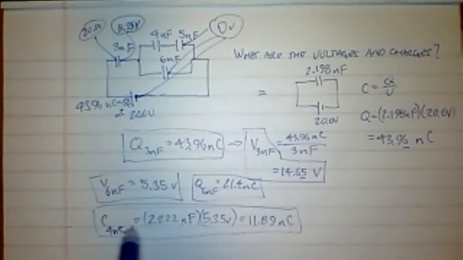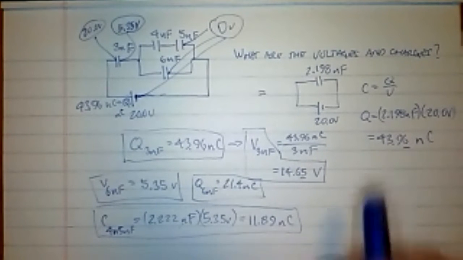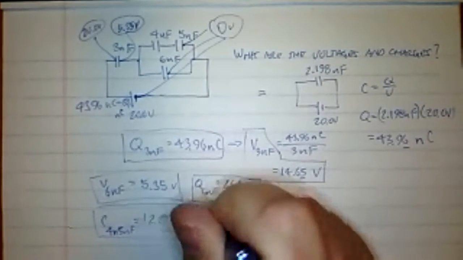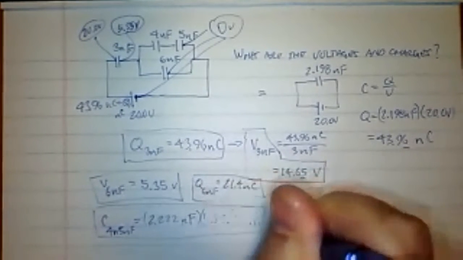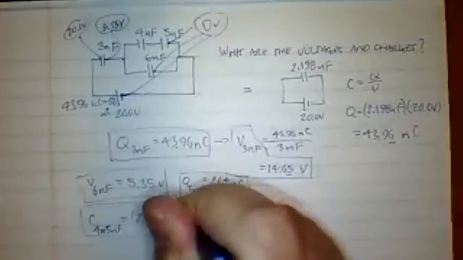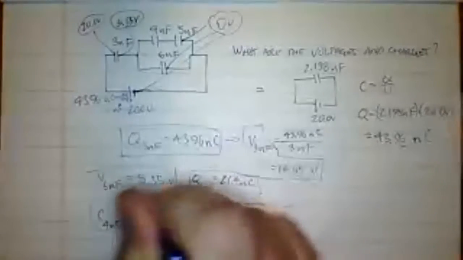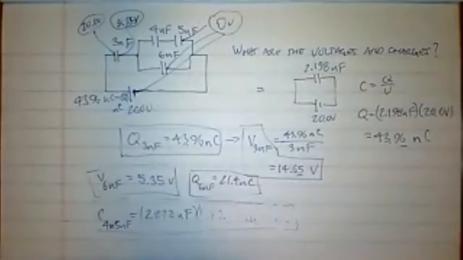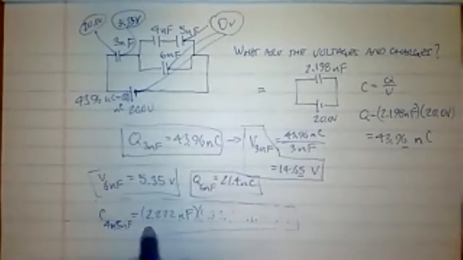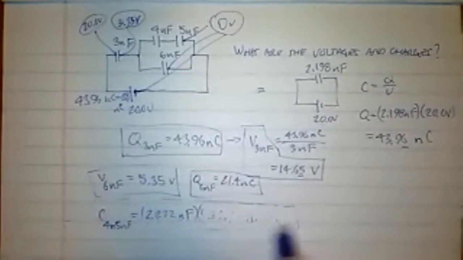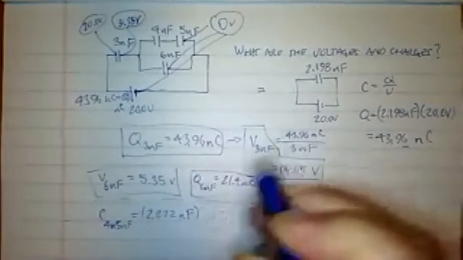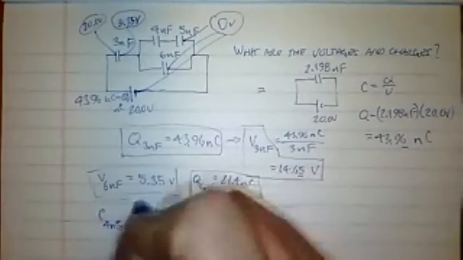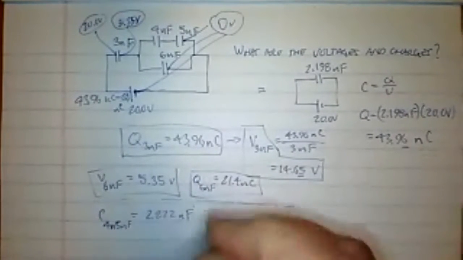I wrote this badly. I was saying this is my capacitance, but then I wrote it right into the formula. Let me change that a little bit for you guys. What I was doing was recording the fact that the equivalent capacitance of the 4 and 5 nanofarad capacitors was the 2.22 microfarads. So that's all we were doing there. Now that's the equivalent capacitance.